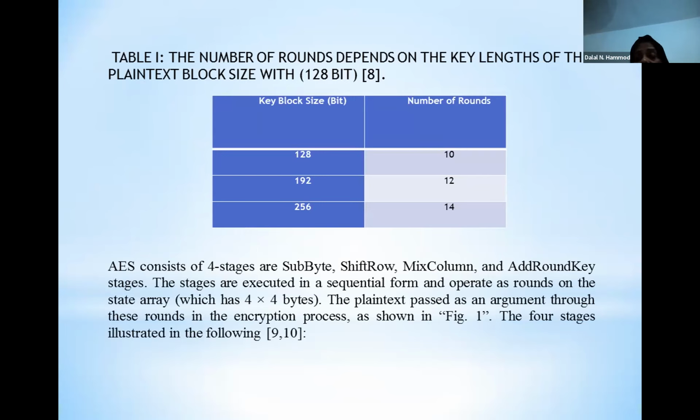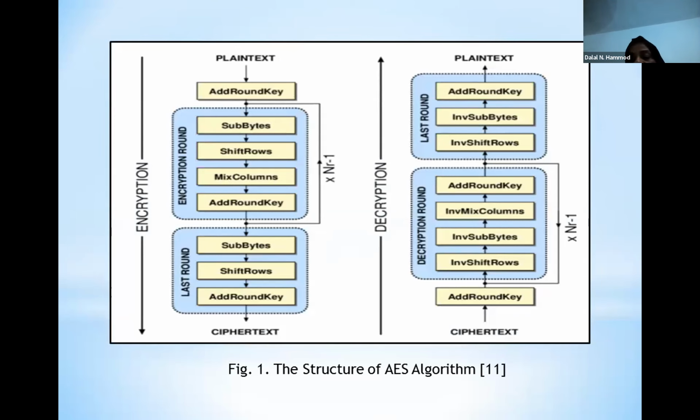AES consists of 4 stages: SubBytes, ShiftRows, MixColumns, and the AddRoundKey stage. They perform all the processes on the same block called the state array. The state array consists of 4 by 4 bytes. Figure 1 shows the structure of the AES algorithm. The left part is for the encryption process and the right part for the decryption process.